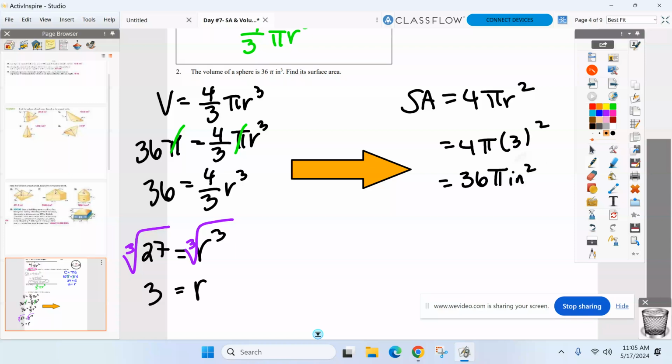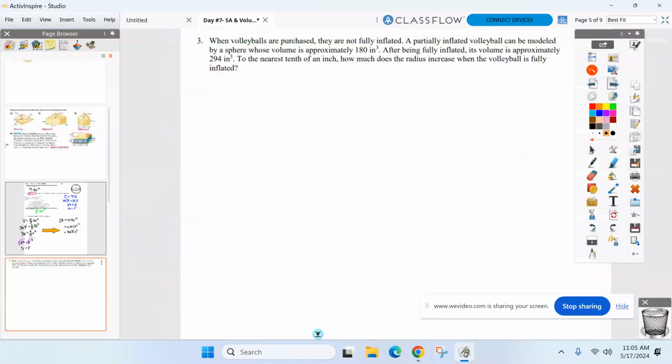Plus, remember, volume, we fill it up. Surface area on the outside. Any questions before we go a little volleyball action? All right, we got that real life example, right? Here it is, spheres, volleyballs.